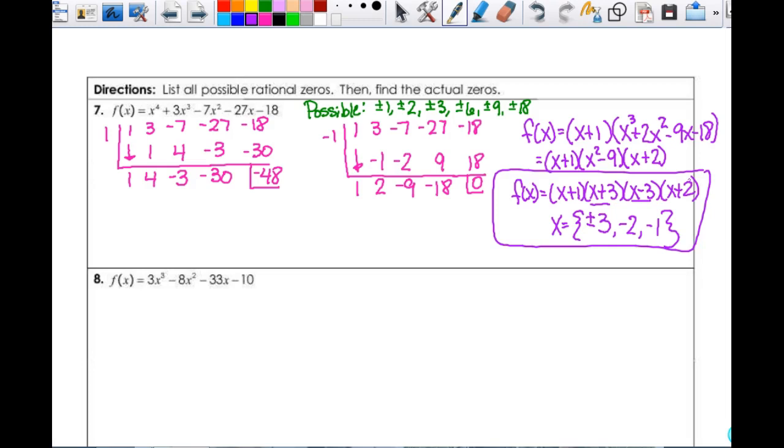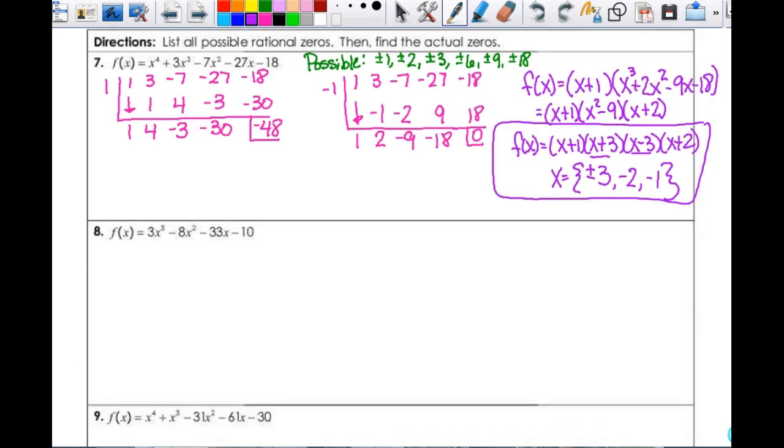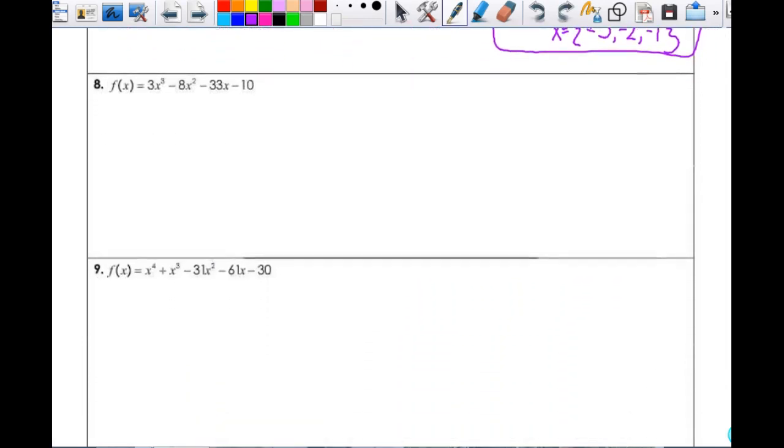We good? So same kind of stuff, just adding little bits and pieces as we go along. We just have a list to choose from now. We're not being told, hey, this is a factor, or see if this is a factor. All right, so let's do number 8. I'm going to actually need a little fraction to get me started here. So factors of 10: plus or minus 1, plus or minus 2, plus or minus 5, and plus or minus 10.